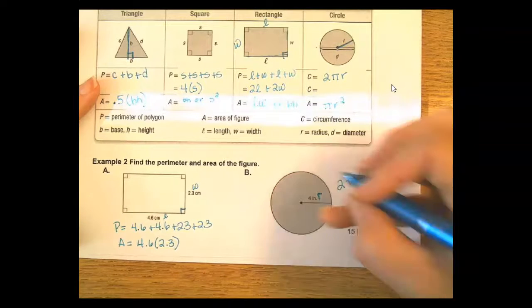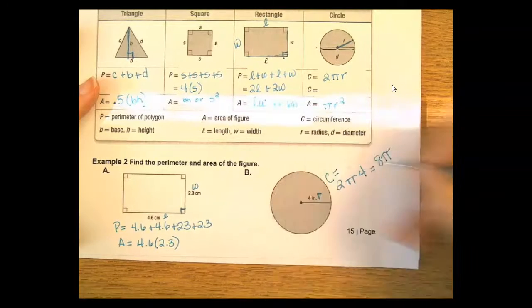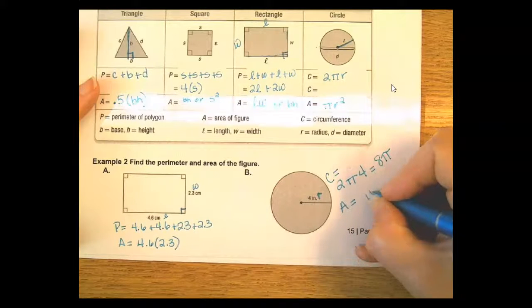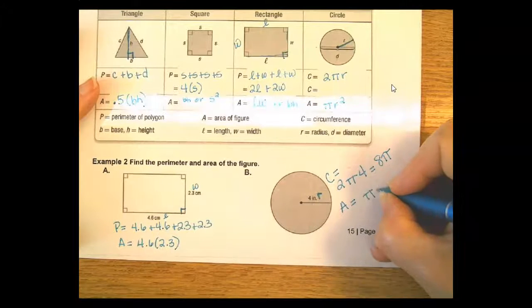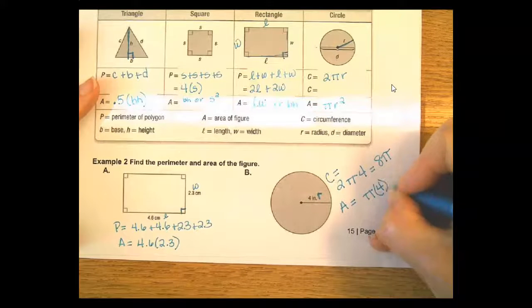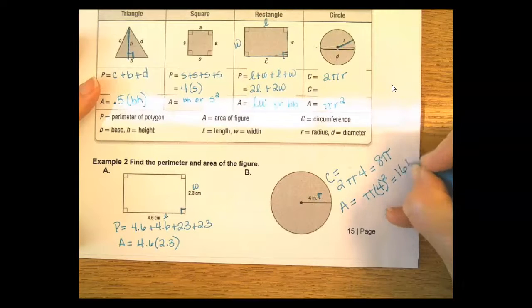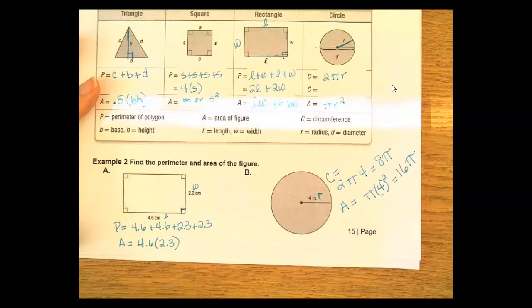So that was my circumference, which was the perimeter. And then my area was equal to pi r squared. So you could say that is 16 pi. I'll just leave it like that.